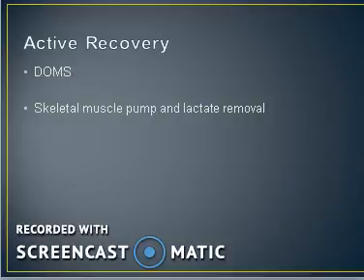But you can get rid of these by allowing the muscles to be flushed with oxygenated blood, and this will reduce the effects of the lactic acid and will also speed up your recovery. This is the skeletal muscle pump and lactate removal.